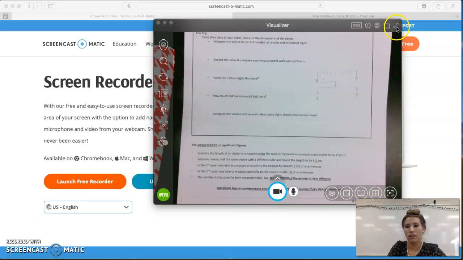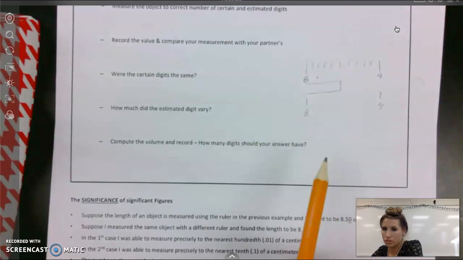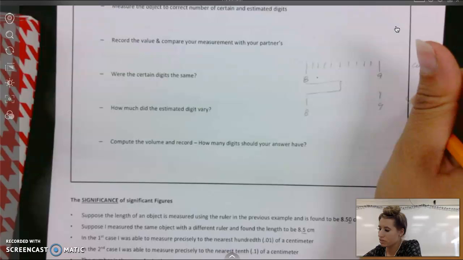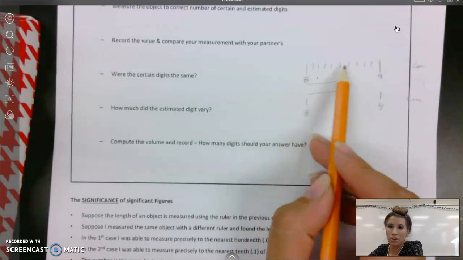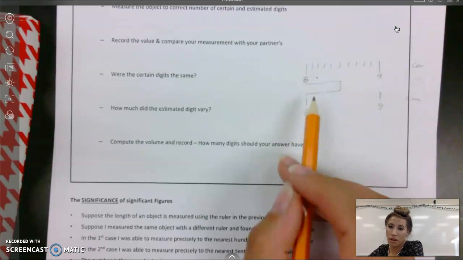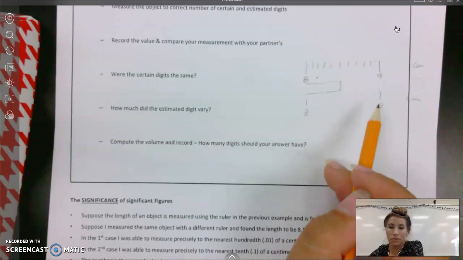We have zoomed in on two rulers. Okay, so these are both centimeter rulers, and the top one has 10 calibration marks in between the centimeters, but the bottom one doesn't have any calibration marks between the centimeters.